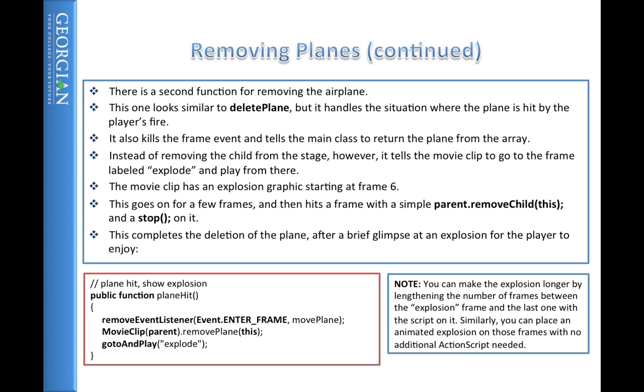If the plane is hit, we're still going to remove the event listener for the frame. We want this plane to stop animating, so we're going to clean that part up, right? Then we're also going to go to and play the explode part of the movie clip. See where it says go to and play? We're not going to do a go to and stop in this particular case. Remember, the plane is a movie clip, and it has 3 frames of an explosion, right? 1, 2, 3.